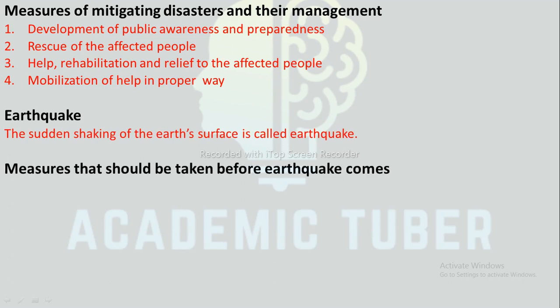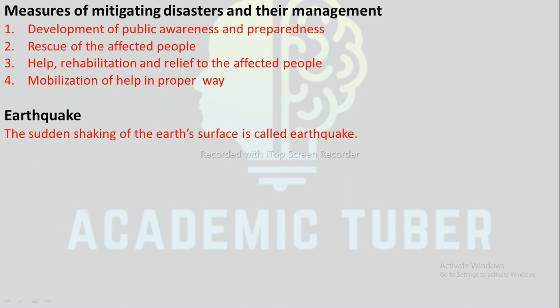Earthquake. Earthquake is a destructive natural disaster which involves a sudden shaking of Earth's surface. In other words, it is the vibration of Earth's surface due to the sudden release of stored energy beneath it. There are two types of earthquake on the basis of movement. They are horizontal and vertical.